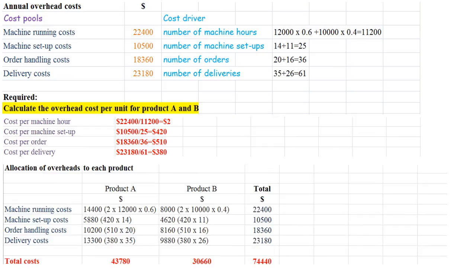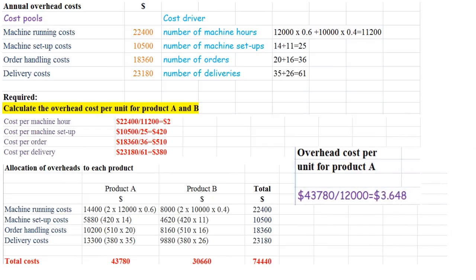Finally, we divide total cost for each product by total number of products. Thus, overhead cost per unit for product A, overhead cost per unit for product B.